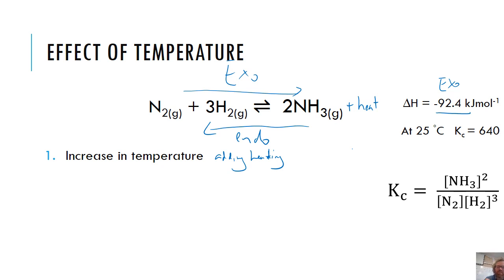Increasing temperature favours the endothermic reaction, so in this case it's going to be the reverse reaction, we'll shift to the left, therefore that's going to increase reactants and decrease products. And so if we look at Kc, that's going to have a permanent effect because the products have gone down, reactants have gone up, so Kc's value will decrease. That's a permanent decrease.